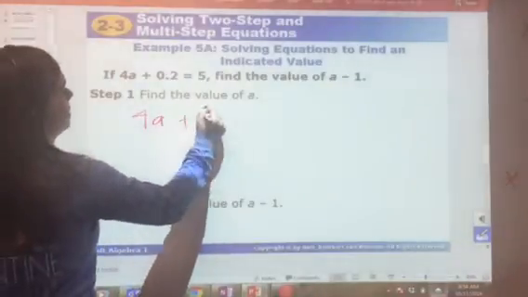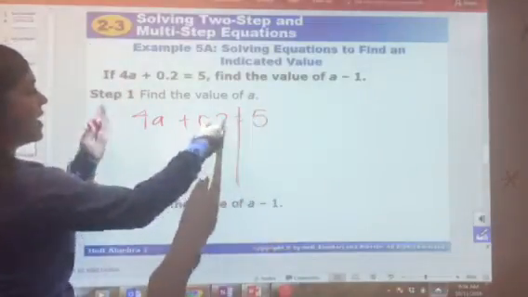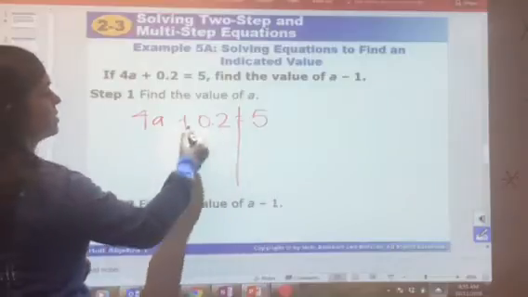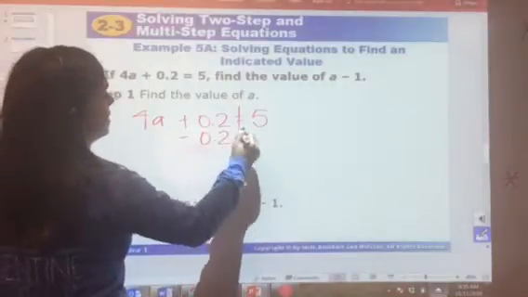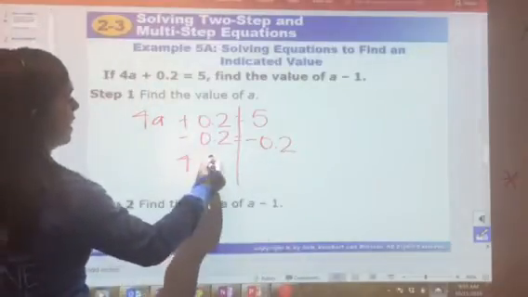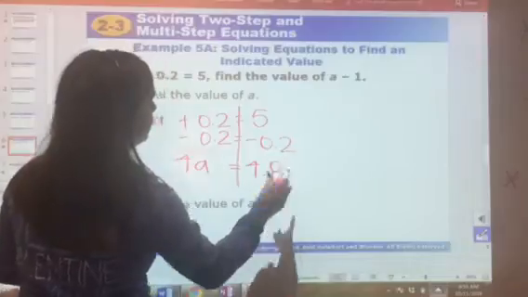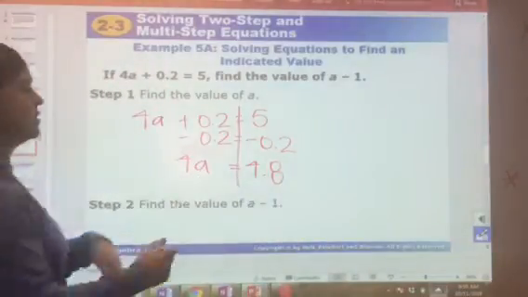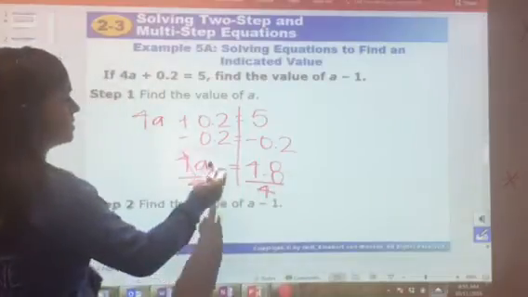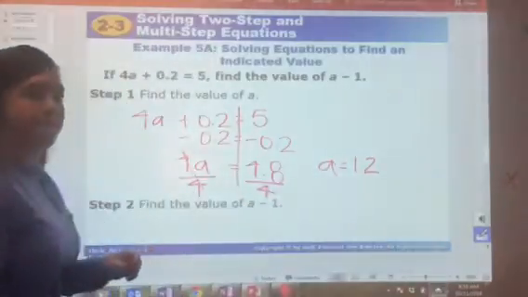So we're going to do what we just did first. 4a plus 0.2 equals 5. I can't combine any of my terms, so now we can actually do inverses. I have plus 0.2, so I'm going to subtract it from both sides. That gives me 4a, I'm going to rewrite it, equals 4.8, right? All right, 4 times a, so I'm going to divide by 4 because that's the inverse. So my a would equal 1.2.